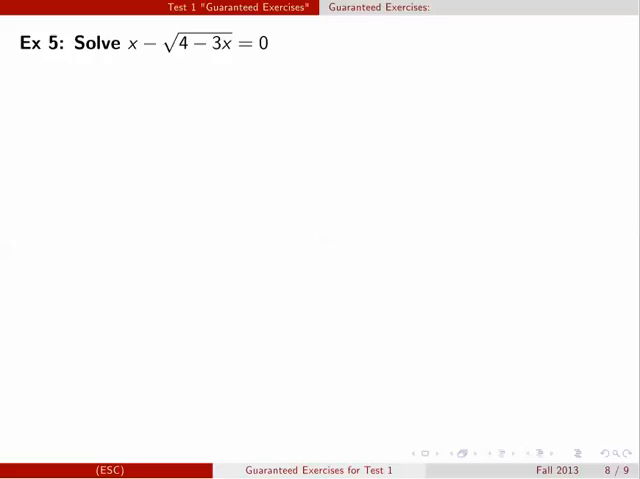And this one we're supposed to solve an equation that comes with a radical sign. And so the first step when you deal with equations that have radical signs is we have to isolate the radical. This means putting it on one side. Okay, so I'm going to take this radical, move it to the right. On the left we have x.